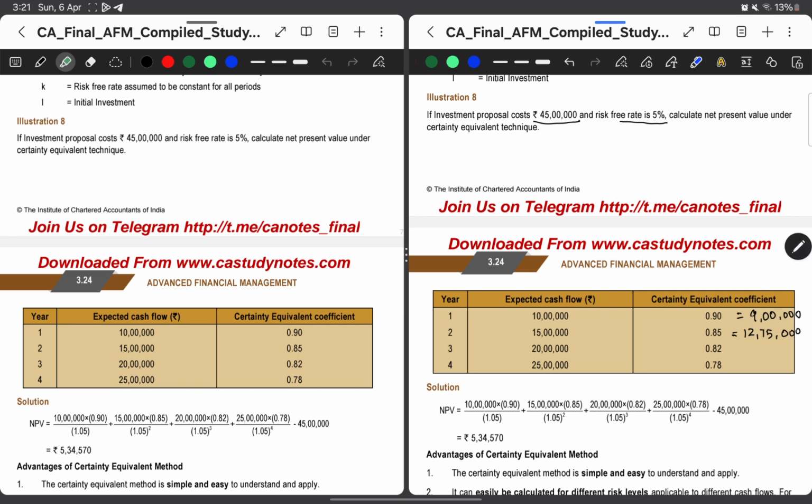So after computing all these certain cash flows and discounting with the risk-free rate, which I'm sure about, if I'm getting a positive NPV, then I will proceed with the project. So in this case, it is 5,34,570, which is positive, so I can go ahead with the project. If it is negative, then I will not accept this project.